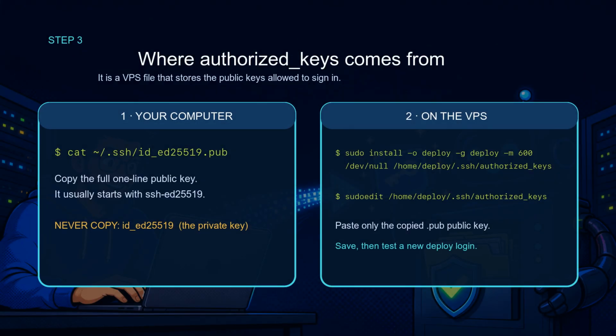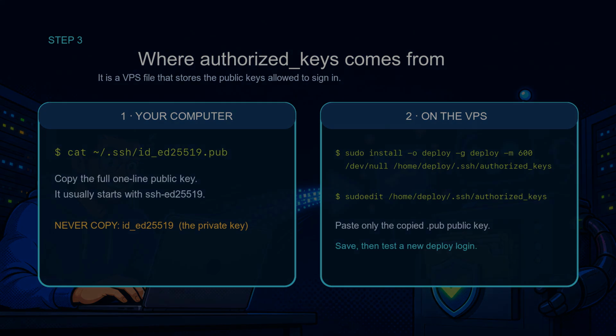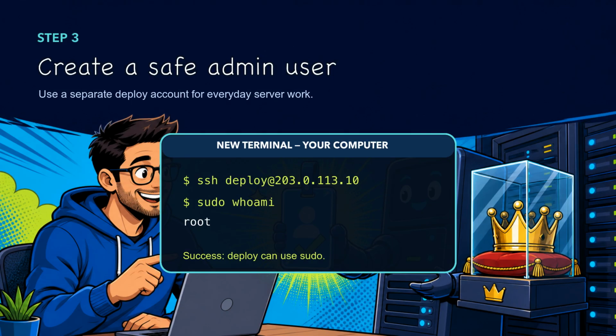Now, on your own computer, copy the full public key line from id_ed25519.pub. On the VPS, create the empty authorized_keys file for deploy. Open it with sudo edit and paste that one public key line. Never copy id_ed25519. That private key stays on your computer.